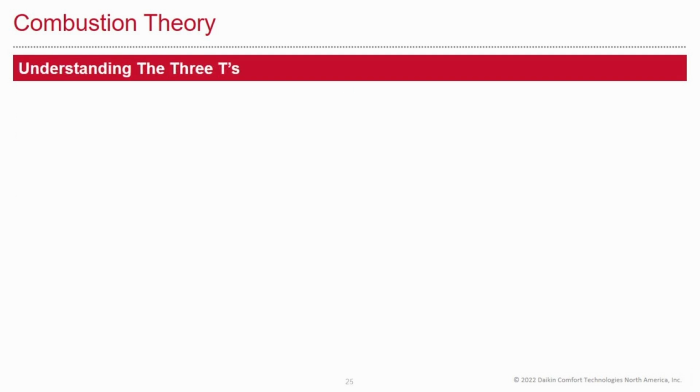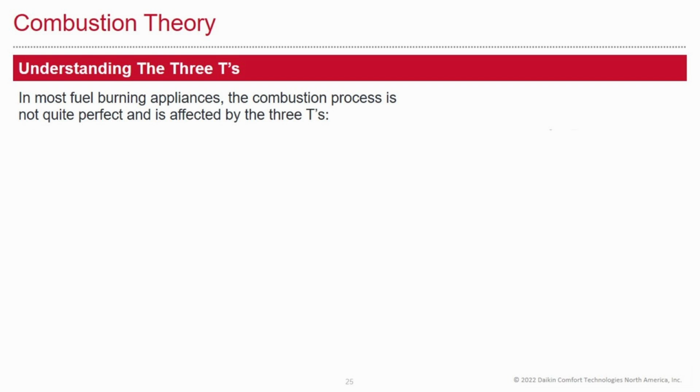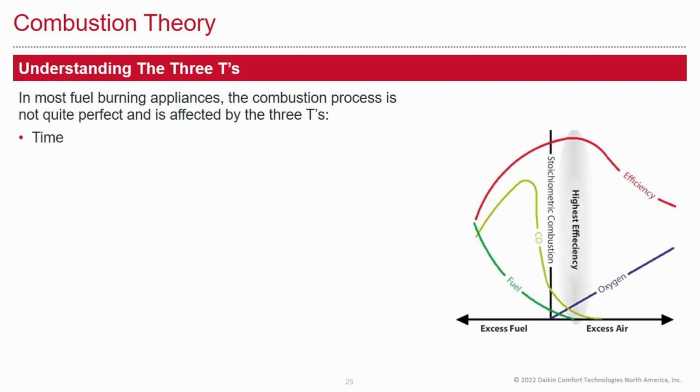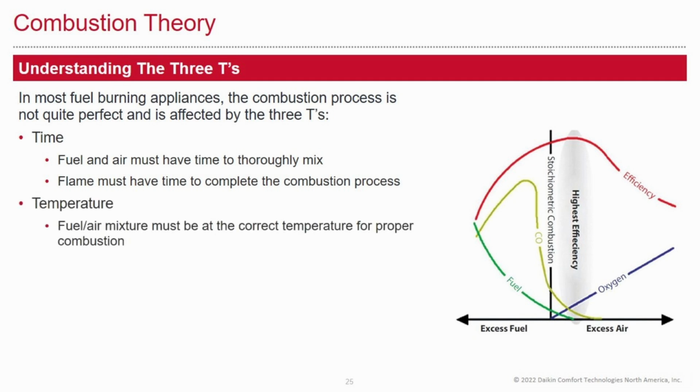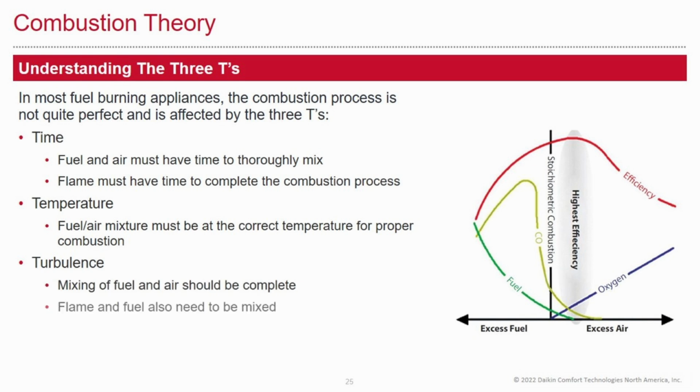Understanding the 3 T's. In most fuel-burning appliances, the combustion process is not quite perfect and is affected by the 3 T's. Time. Fuel and air must have time to thoroughly mix. The flame must have time to complete the combustion process. Temperature. Fuel-air mixture must be the correct temperature for proper combustion. And turbulence. Mixing of fuel and air should be complete. Flame and fuel also need to be mixed.